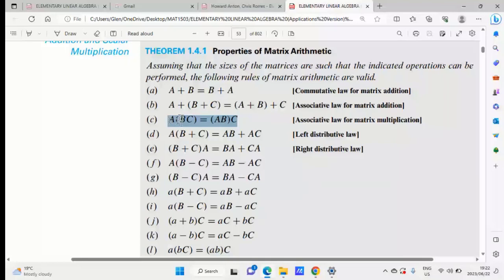After that, we go to the right-hand side. Inside the bracket, we see that we need to multiply the two matrices, matrix A and matrix B. After getting the final matrix AB, we take that AB matrix and multiply it by matrix C. That was done.